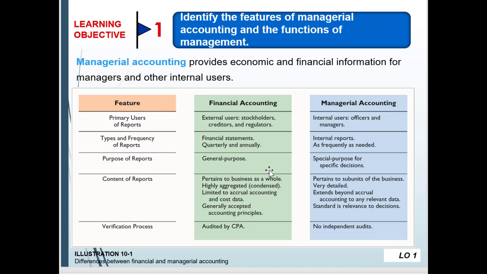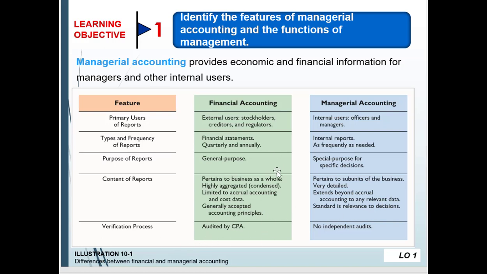The purpose for financial accounting, they say general purpose, but this is to report the financial soundness of the company. Managerial accounting is all special purpose. And quite frankly, this is one of the reasons why there's no regulation in managerial accounting, because it's dependent on the company itself. Content, right? We're going to talk about the business. It's going to be condensed, right? It's going to be accrual-based accounting. They're going to follow GAAP. And again, as I mentioned, in managerial accounting, none of that is going to be true.